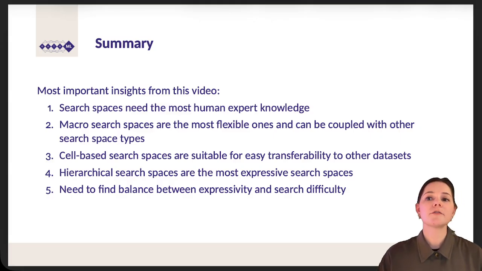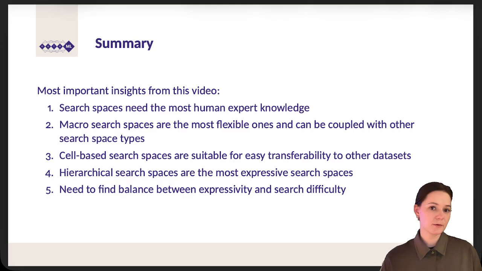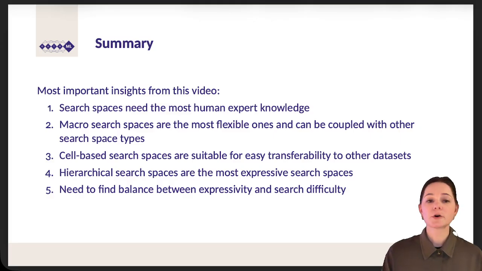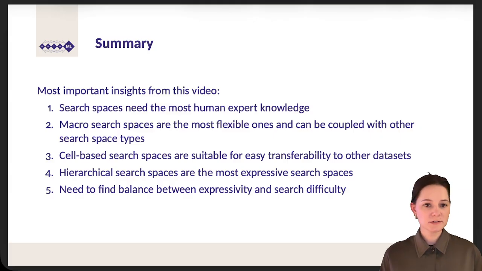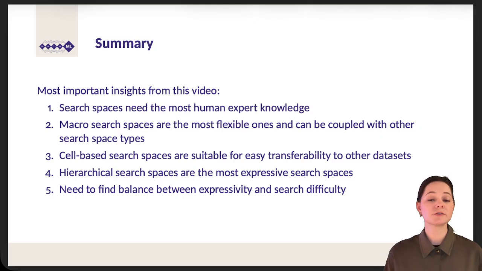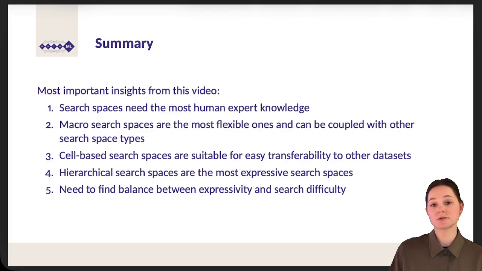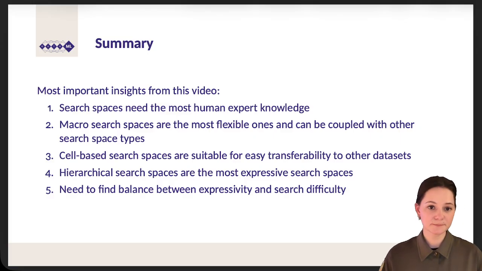The summary of this part is the following. We know now that the search spaces need the most human expert knowledge. We talked about 4 different types of search spaces, where the first one, the macro search spaces, are the most flexible ones and can be coupled with other search space types, for example, hierarchical or cell-based search spaces upon each other. The cell-based search spaces are most suitable for easy transferability to other datasets, since we can easily make them larger and larger by just searching for the cell and adapting the skeleton.